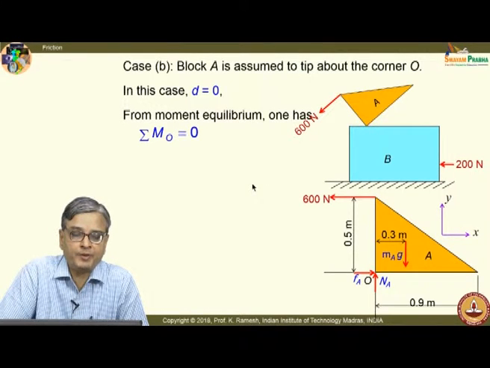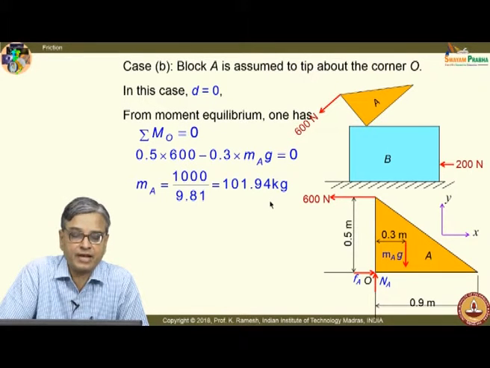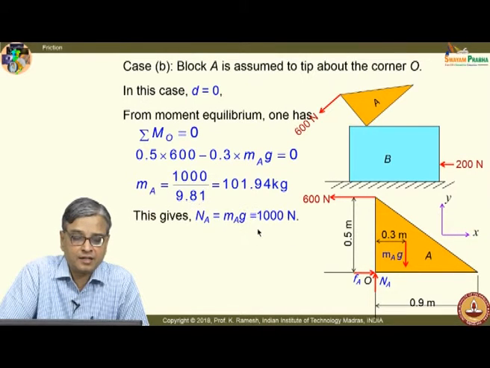From moment equilibrium, one has the value like this, 0.5 into 600 minus 0.3 into Ma into G. This gives me a value Ma as 101.94 kilograms. Now, we have to go back and investigate. This gives Na equal to Ma G equal to 1000 newtons.